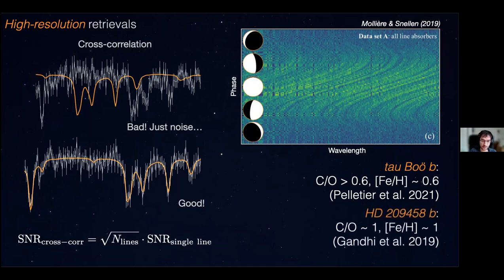And also a recent one, Gandhi et al. 2019, again, where they could extract some constraints on the C-to-O ratio and metallicity. And this was not possible before from the ground because the data wasn't good enough. We didn't have these high resolution techniques, but with current state-of-the-art direct imaging planet observatories and also high-res, this is becoming possible from the ground.